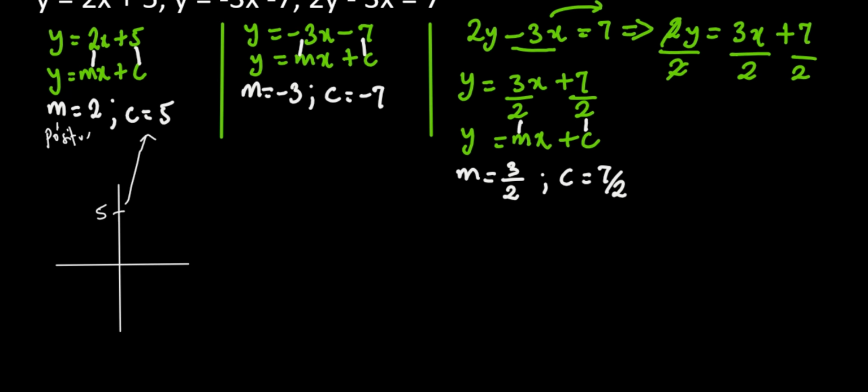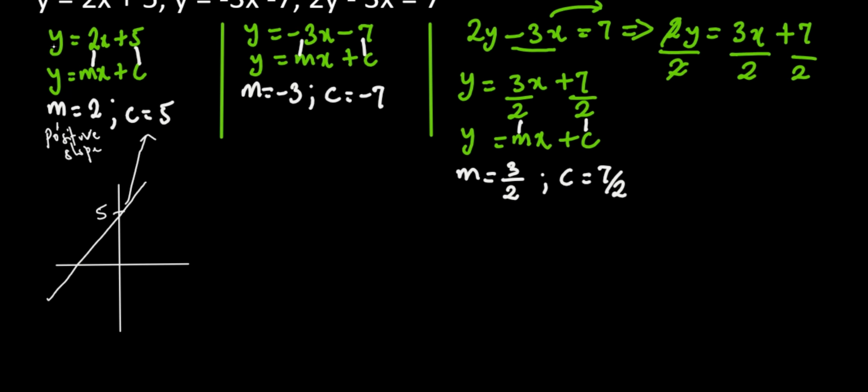And when the slope is positive, your straight line will surely be a slant straight line from the right hand side to the left hand side. Okay, and that's what we have put there.